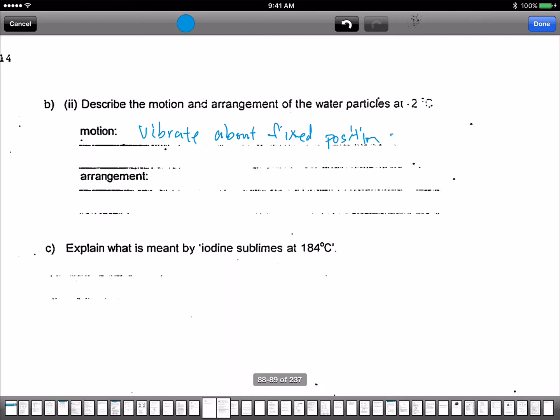Okay, the arrangement. What's the arrangement of solid particles? Neatly arranged. Yeah. So orderly arrangement, they look like that. Closely packed. Okay, they're all closely packed. So the arrangement is orderly arrangement.